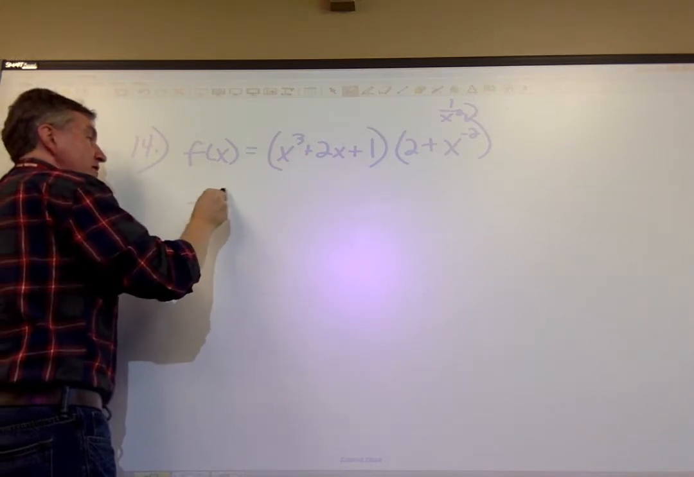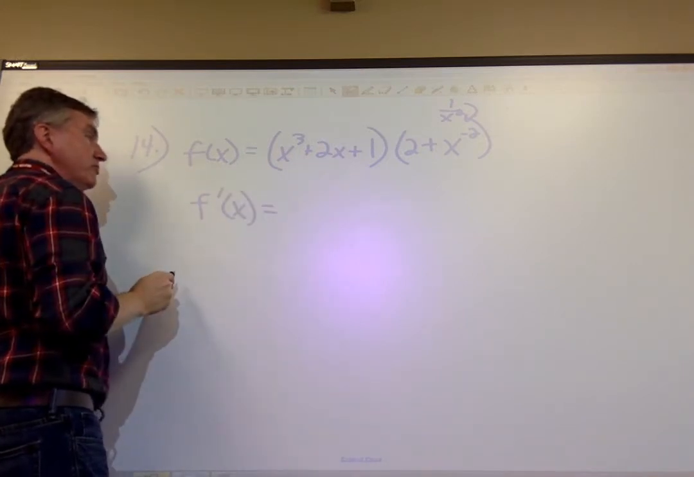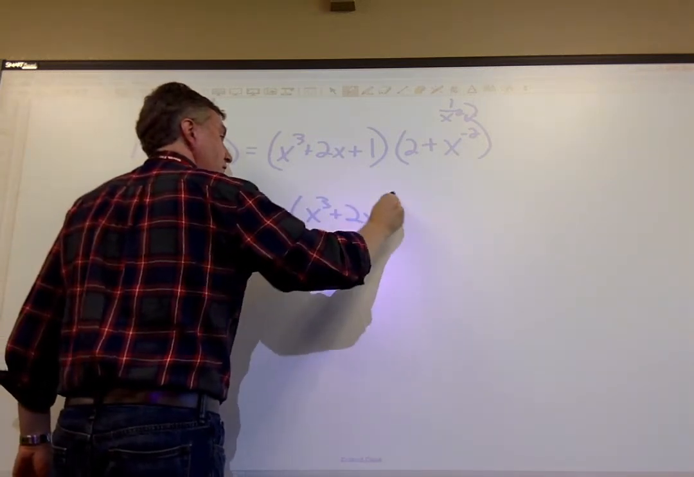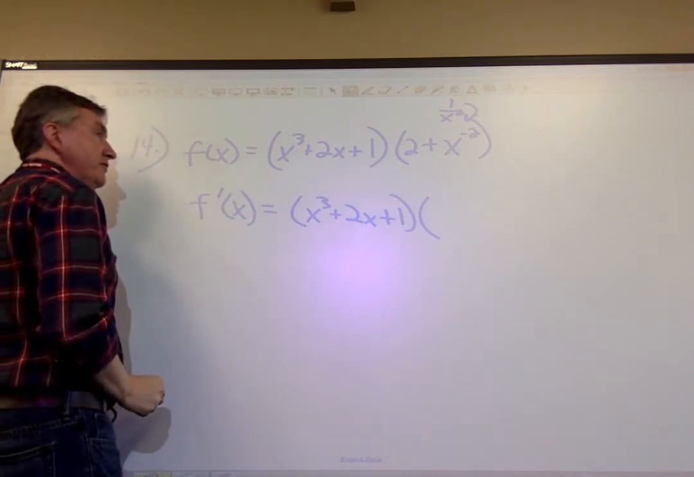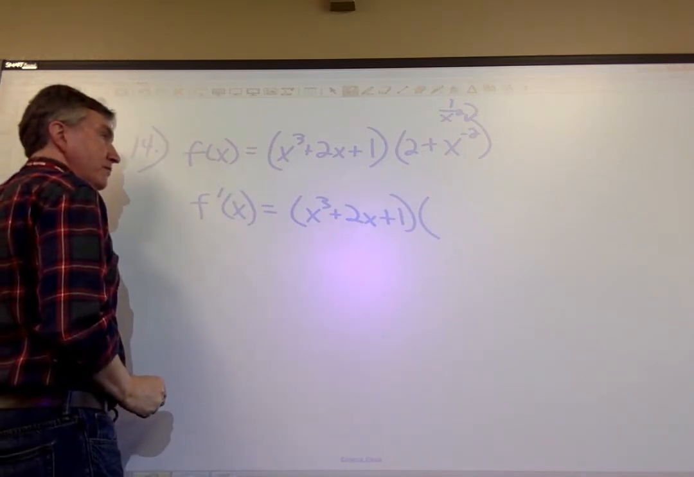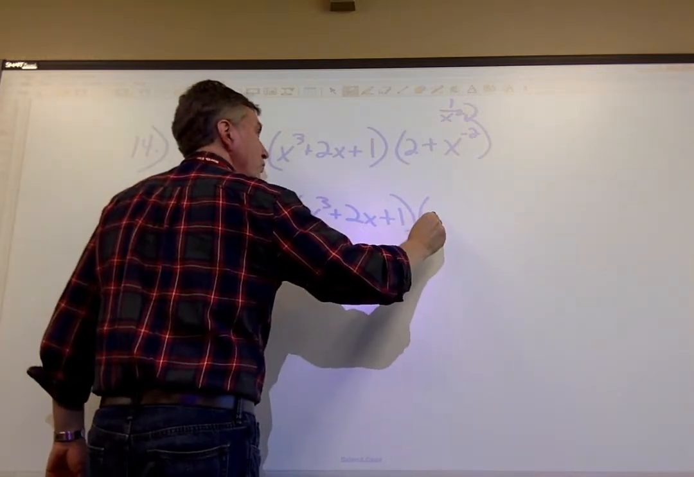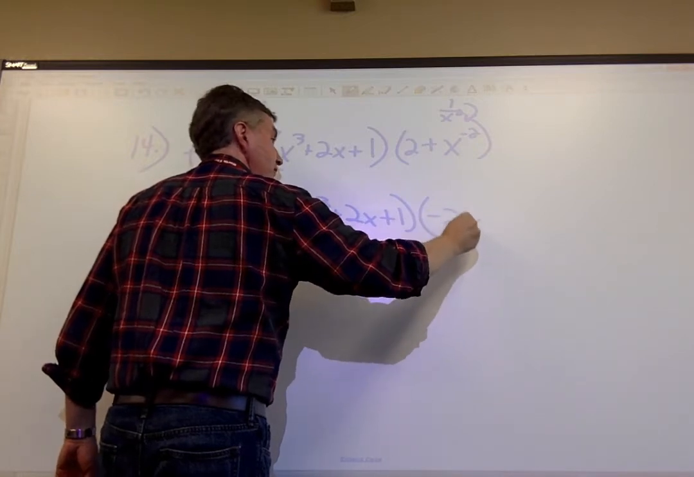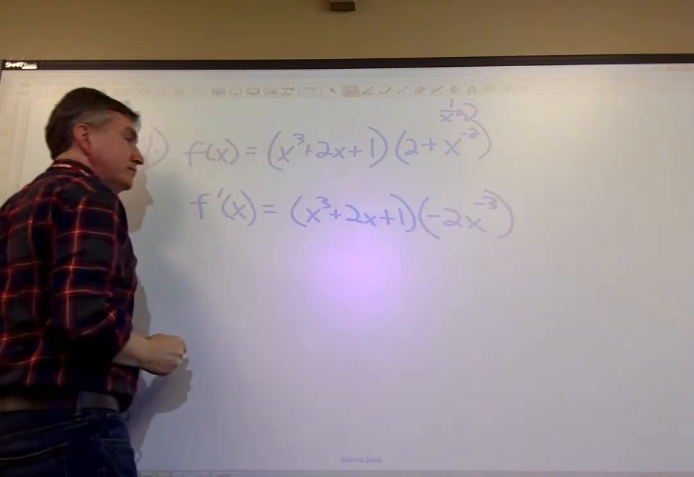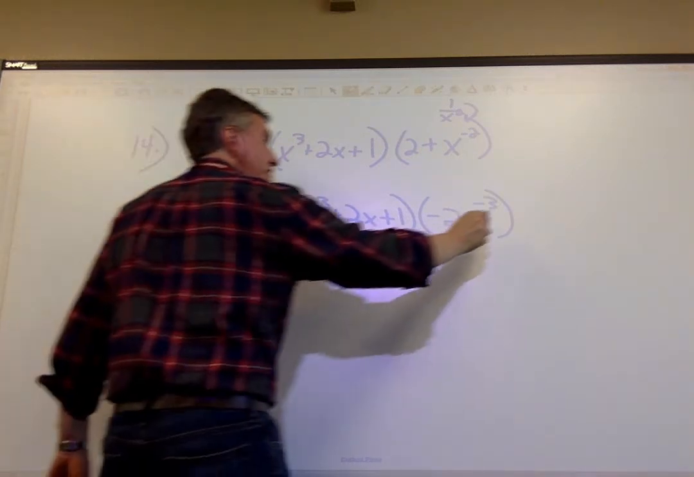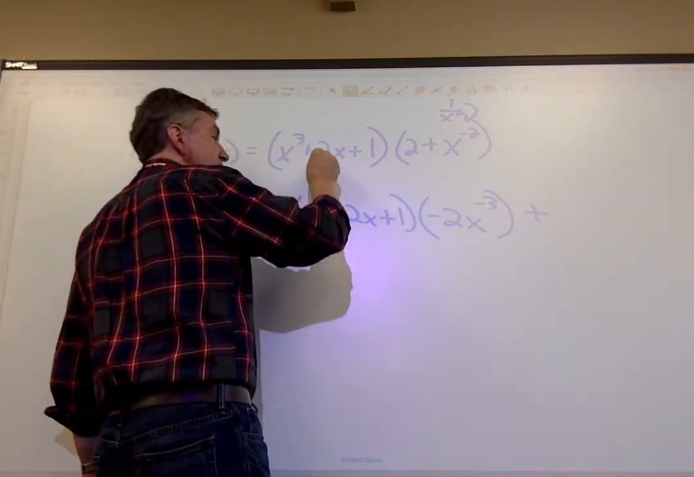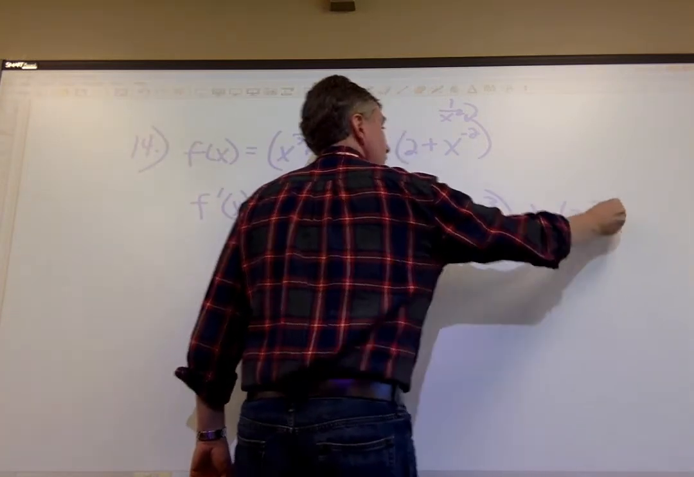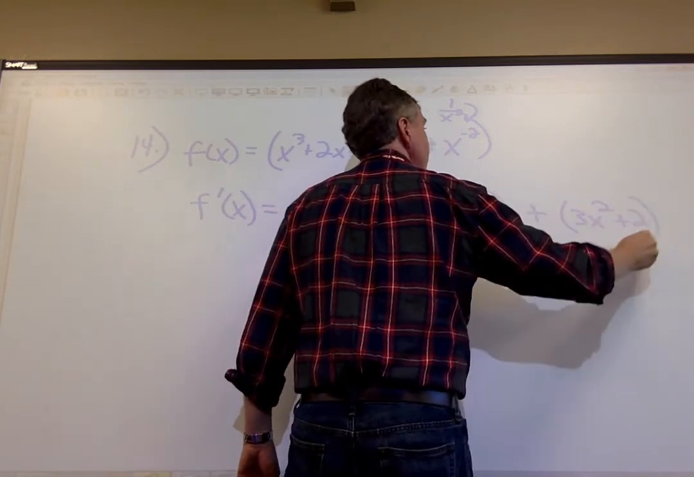So now, help me out again. By the product rule, first times what's the derivative of second? Okay, negative 2x to the negative 3, I'll take that. Plus the derivative of first, 3x squared plus 2, times the original second.